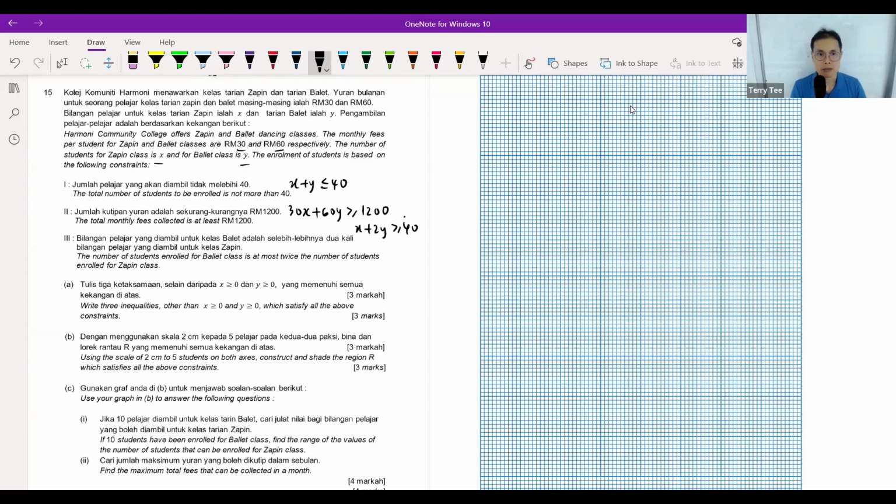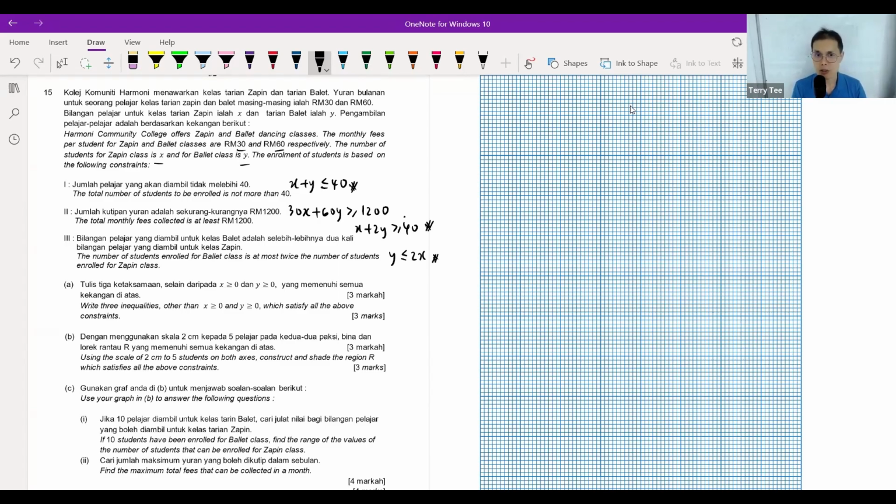Now, the last inequality: the number of students enrolled for ballet. Ballet is y, is at most, and at most means less than or equal to twice the number of students for Zapin, so y is less than or equal to 2x. So we have the first inequality, second, and the third one. You're supposed to write three inequalities. Part A, we're done.